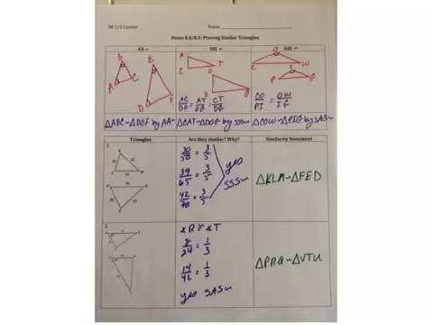Alright, we are almost done with our notes for this chapter. Today we are looking at how to prove that two triangles are similar to each other. And we have three ways to do that.